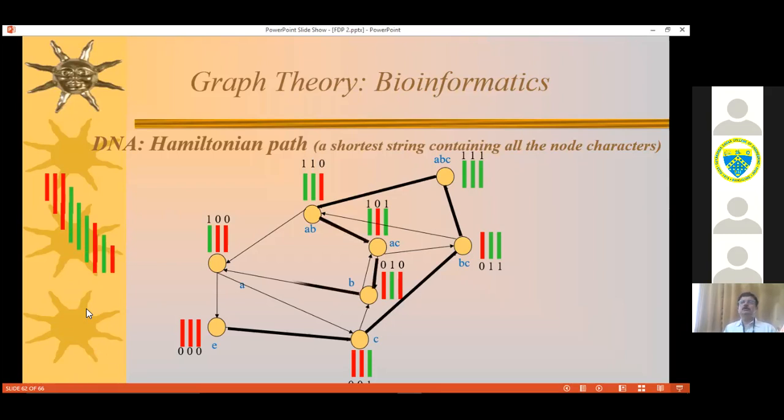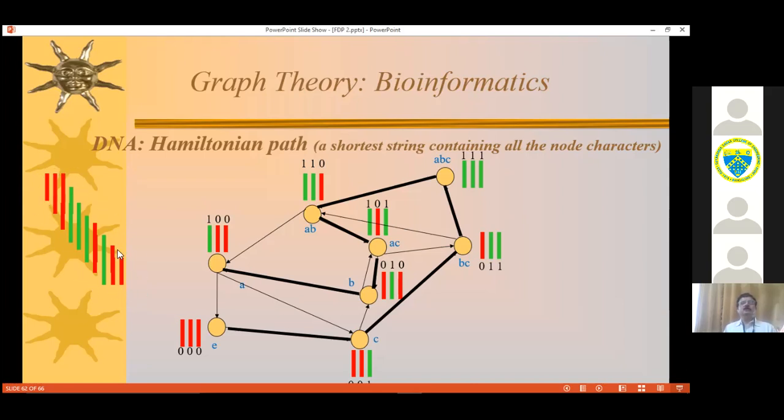After finding the Hamiltonian path, covering all the vertices, I will get back this string. So each 0, 0, 0, 1, 0, 0. Each vertex represents one character. If your DNA contains this, this is the shortest string.